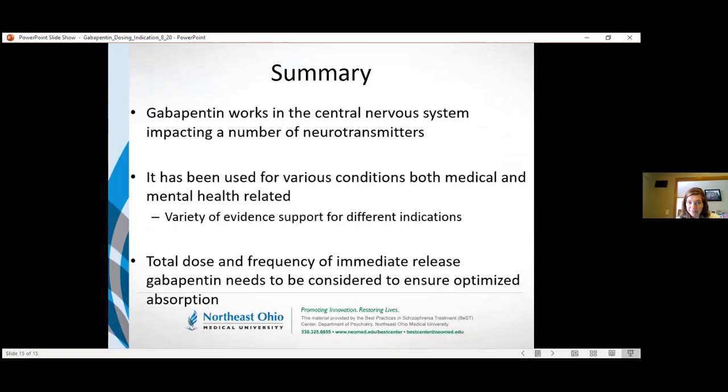So to wrap up, gabapentin works in the central nervous system on a number of neurotransmitters, and we see it used for all kinds of different conditions, although the level of evidence to support that really varies based on the condition. The total dose will also vary by condition, and we need to be really mindful of what preparation they're using and what dose is needed to make sure we can get the patients to optimal absorption.